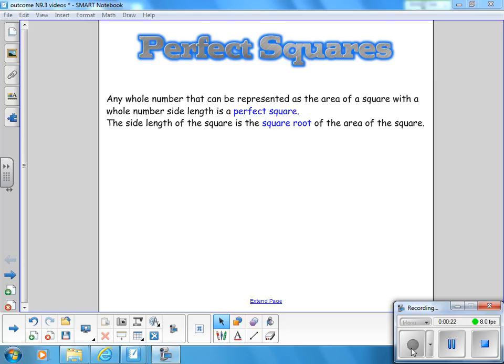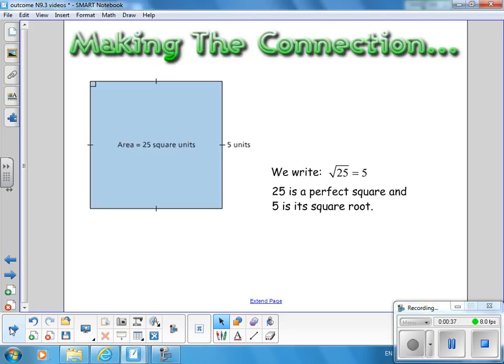Any whole number that can be represented as the area of a square with a whole number side length is a perfect square. The side length of the square is called the square root of the area. Now let's see what that means. So if we have a square, and a square is a four-sided figure with all sides equal and 90-degree angles. So all sides are the same, and that's what these tick marks here indicate. It means they're all the same length, and they all happen to be 5 units. So the area is 25 square units.